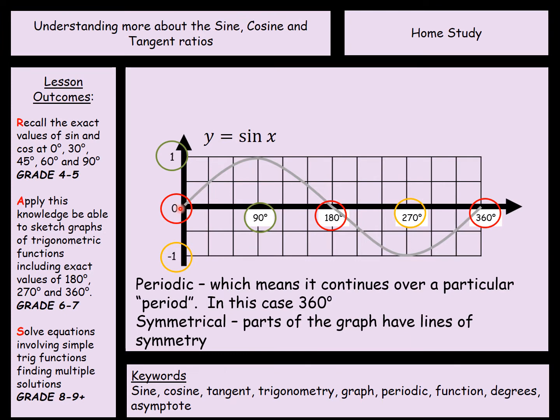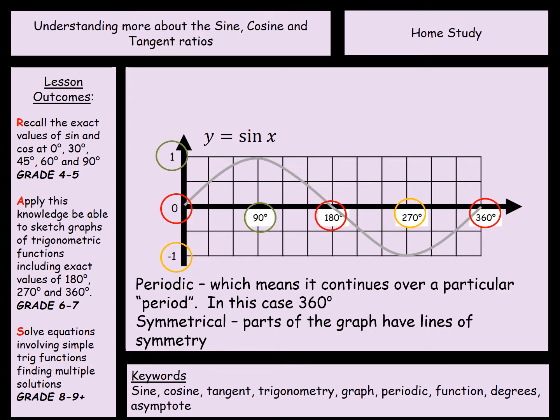I'd always encourage sketching it out, making sure that you label on 180, 360 and 0, up to 1 and down to minus 1. And then we can start to visualize the graph in a bit more detail when we're using the symmetry to help us.